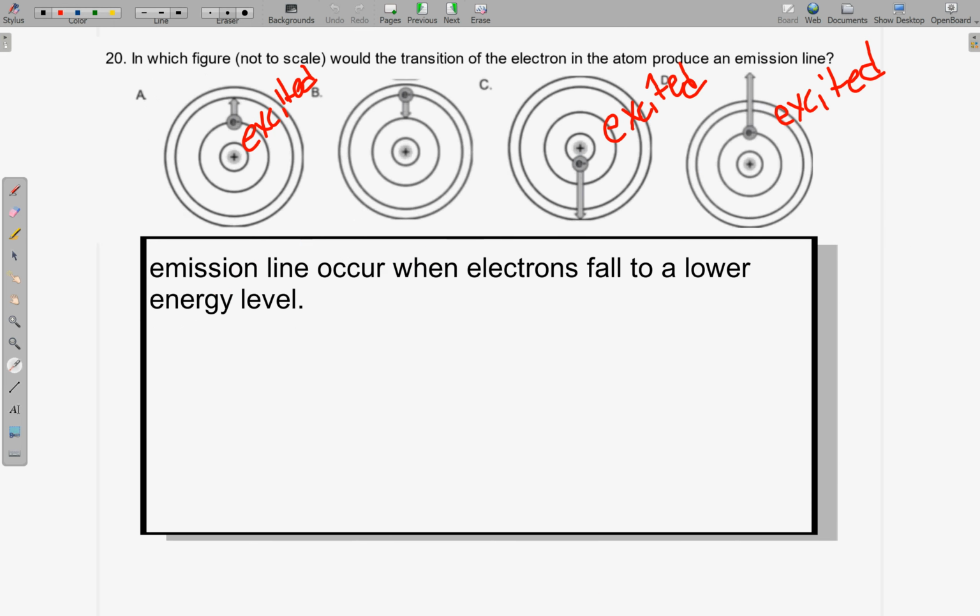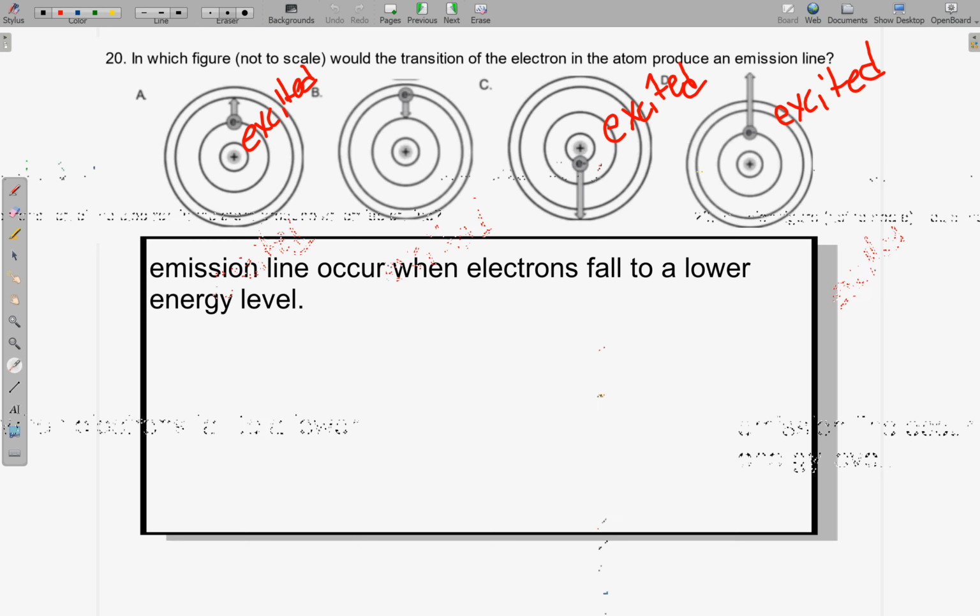In which figure, not to scale, would the transition of the electron of the atom produce an emission line? Remember, emission lines occur when the electrons fall to a lower energy level. In A, C, and D, those are excited electrons. They're moving up to a higher energy level.